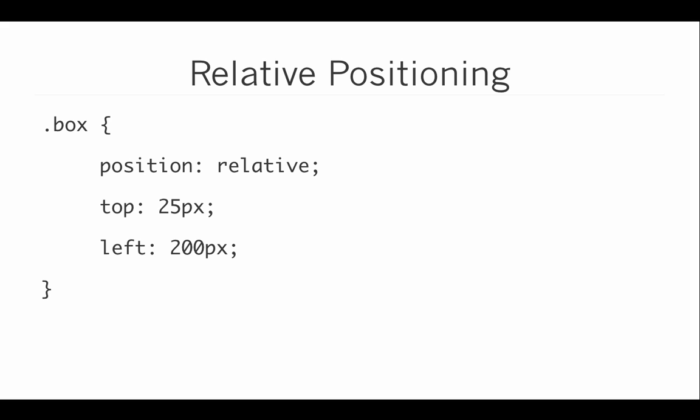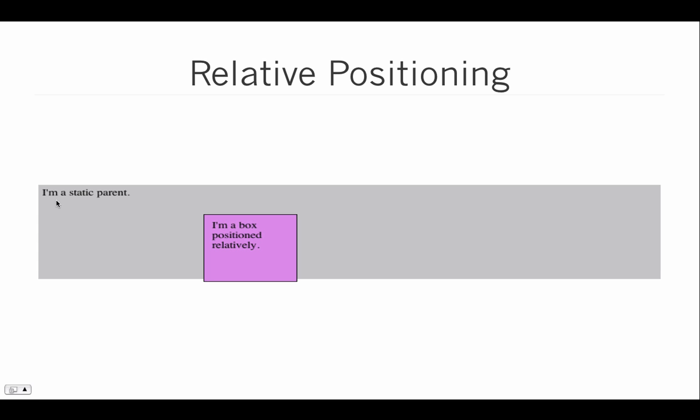So in this case, we're taking a box relative to where it was positioned, and we're pushing down on the top of the element 25 pixels. In other words, we're pushing that element from the top edge down 25 pixels from where it used to be, and we're pushing on the left edge of the box 200 pixels to push it over 200 pixels. So whereas this box used to be positioned here, it's now been pushed down and over using relative positioning.